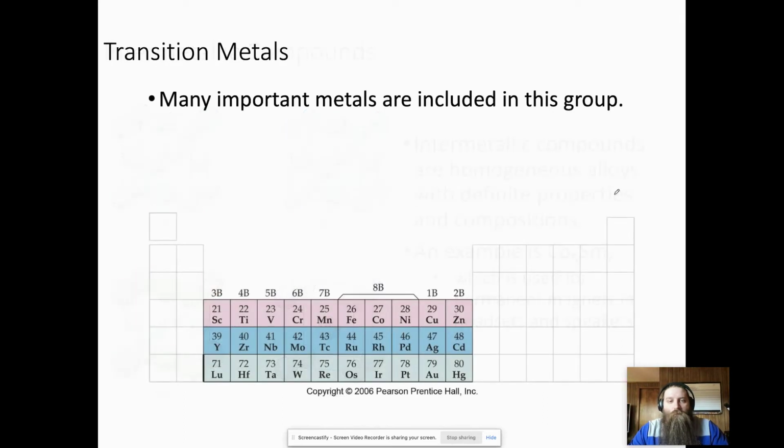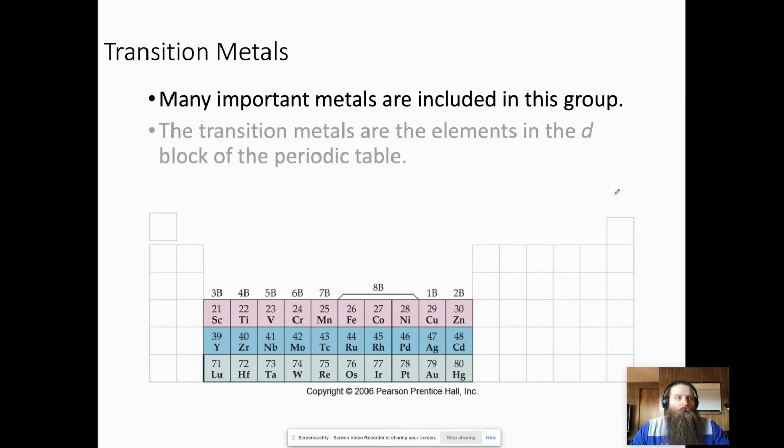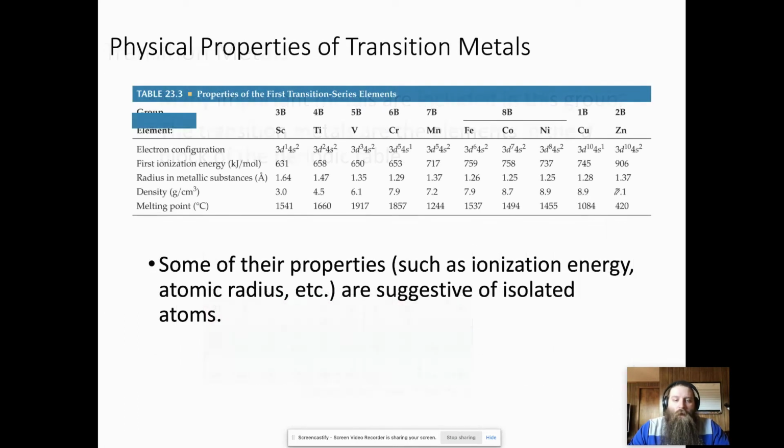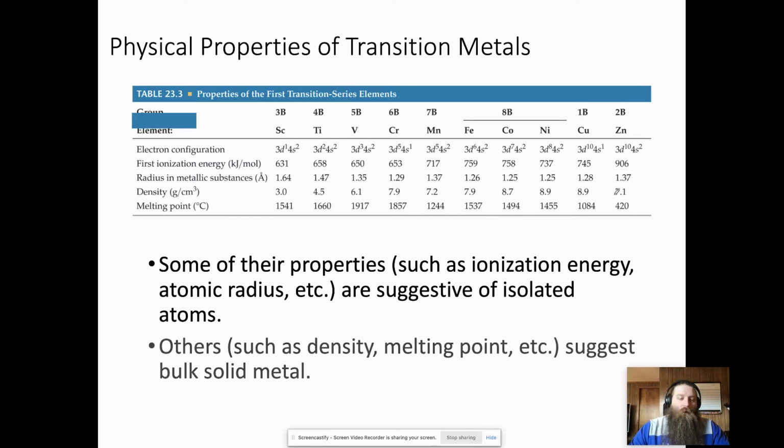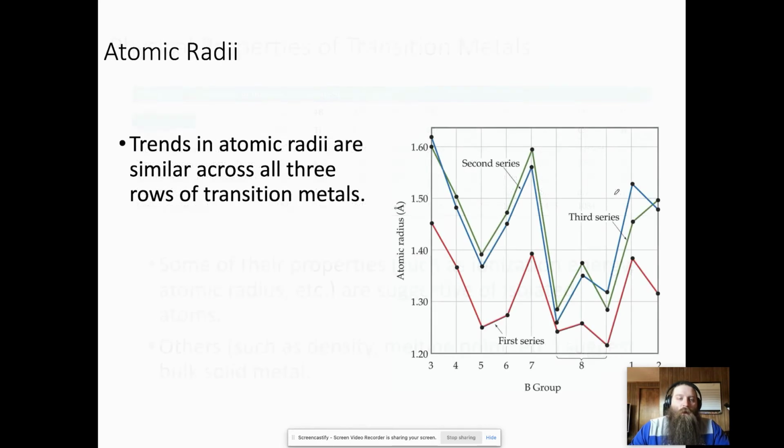Now, our transition metals, great important metals, probably the most important metals to human civilization, are the transition metals. They are the D block. You probably already know that. A lot of their properties are really interesting. They suggest some isolated atoms at some points. They also suggest bulk behavior at other points. They're kind of interesting in that respect. Now, the atomic radii trends are pretty similar across the entire series. They follow these same trends: down, up, down, up, down, up, just like that.